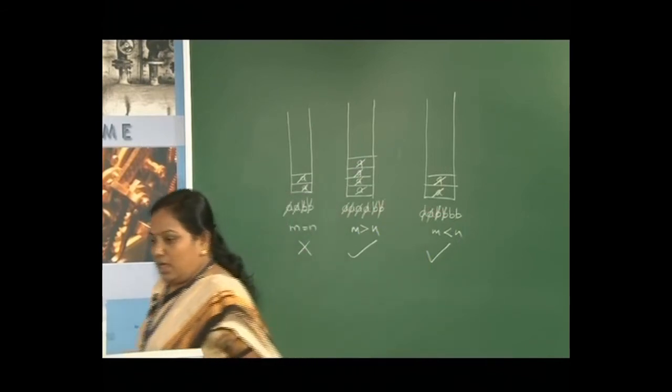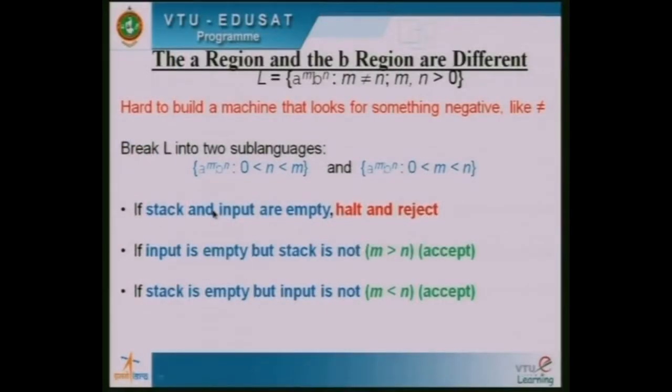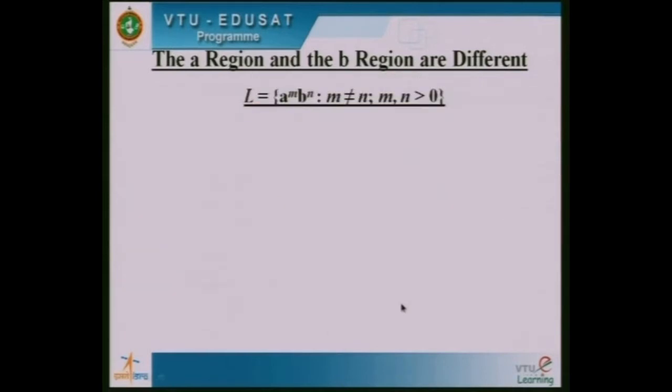So here the first type, stack and input are empty, then it must halt and reject. If the input is empty, but the stack is not, then it is m greater than n, it must be accepted. The third one, wherein the stack is empty but input is not, at that time m is less than n, then also it must be accepted. So, let us design the PDA for this language step by step.